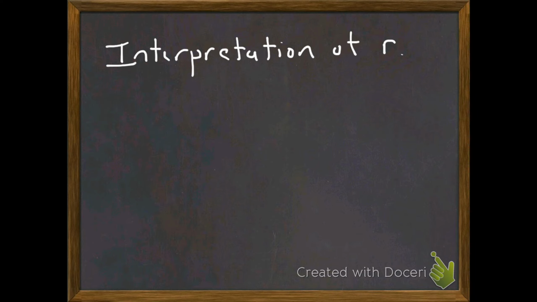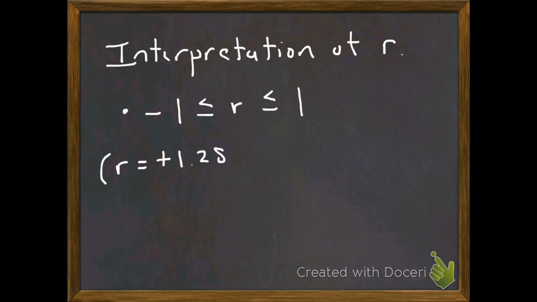A couple of facts about R. First of all, R will always be between -1 and +1. So if someone tells you they conducted a two-variable statistics and they get an R value of +1.28, well, guys, this would be impossible, because our R values have to be between -1 and +1.